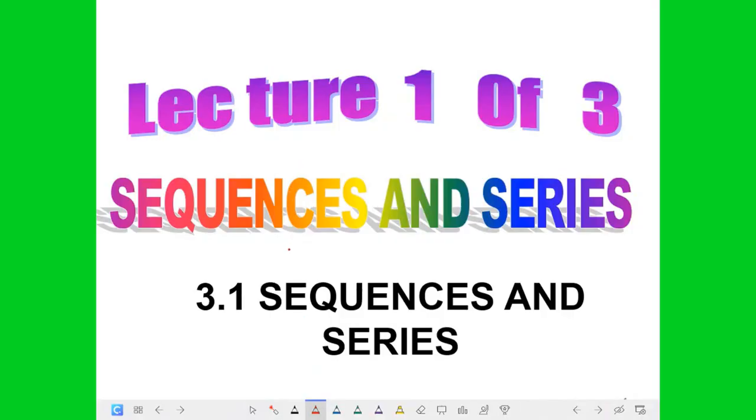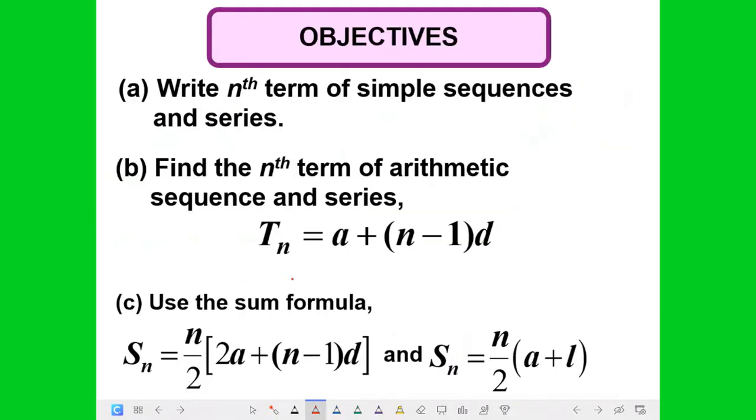Chapter 3, sequence and series. Okay, sequence and series. The objective here is to write the nth term of a sequence and series. Find the nth term, Tn, for arithmetic sequence and series, and use the sum formula for arithmetic sequence and series.